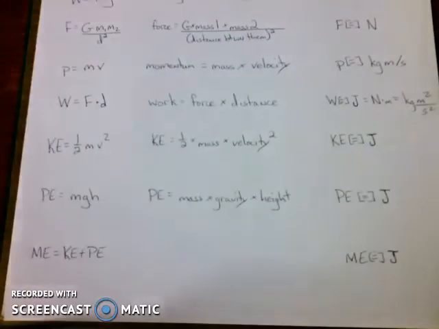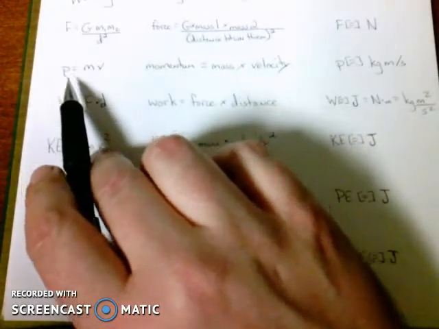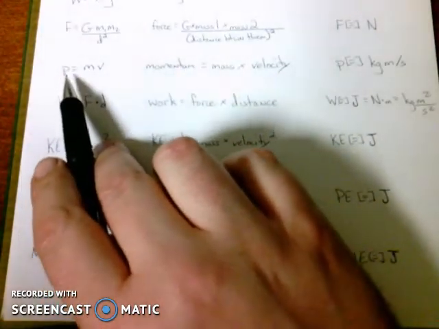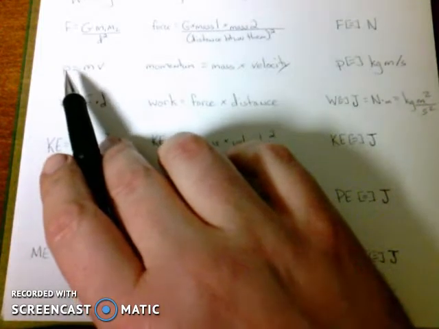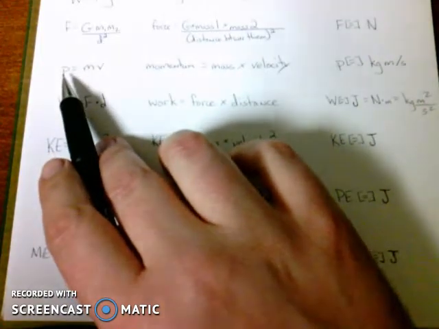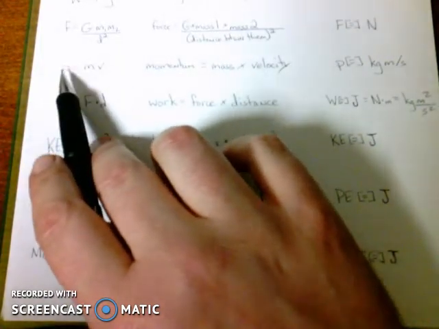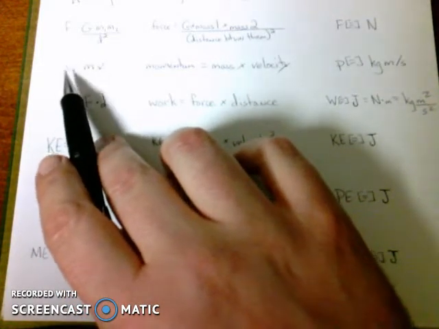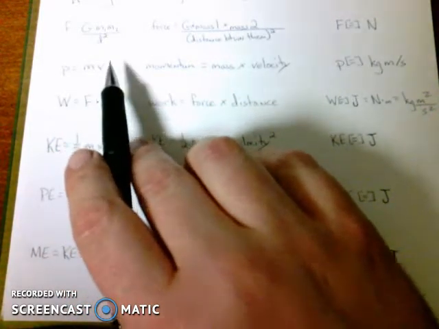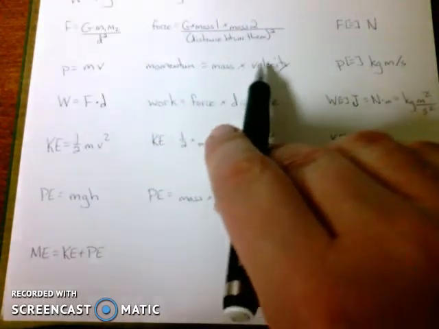Okay. Here, let's go to momentum. Bet you didn't know that was P, right? P is used for momentum. Why? I don't know. We talked about it last semester. M was already used for mass, so P is used for momentum. Momentum is equal to mass times velocity.